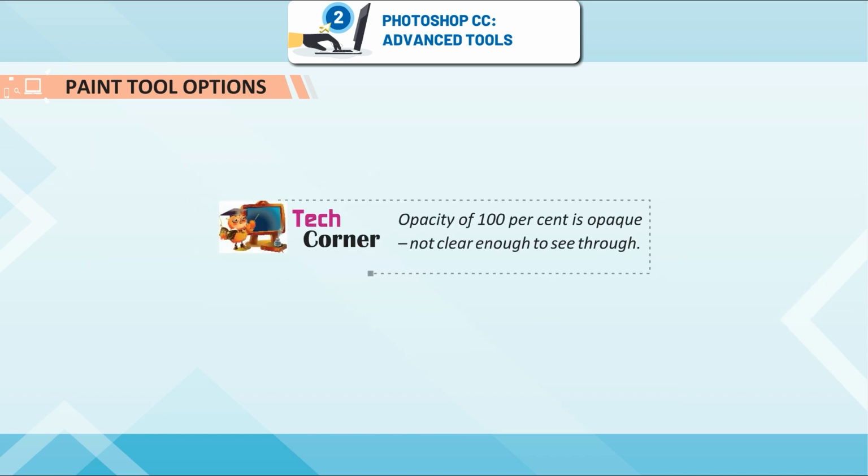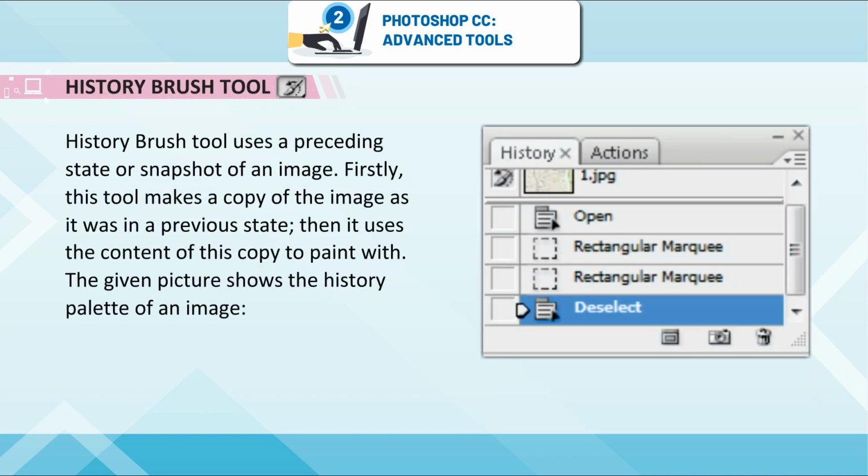Tech corner. Opacity of 100% is opaque, not clear enough to see through. History brush tool. History brush tool uses a preceding state or snapshot of an image.